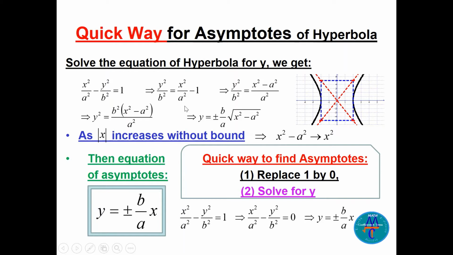Now, this is a long process to find it. There is a very quick, easy way to find the asymptotes. Replace 1 by 0. So this is the equation here. Replace 1 by 0, and then y will be plus or minus b over a x. You solve for y. In 2 steps, you can easily use this anytime you need to find the asymptotes of any hyperbola.